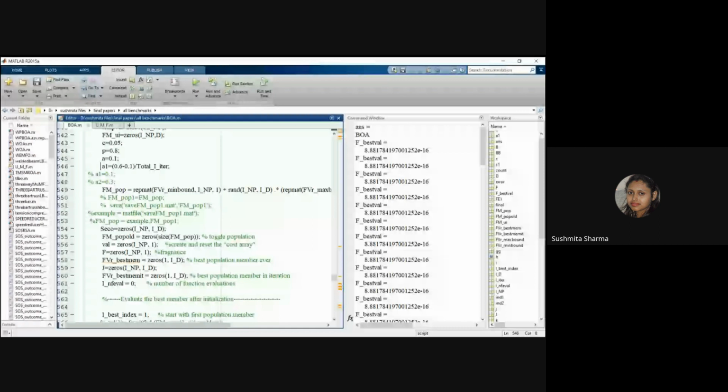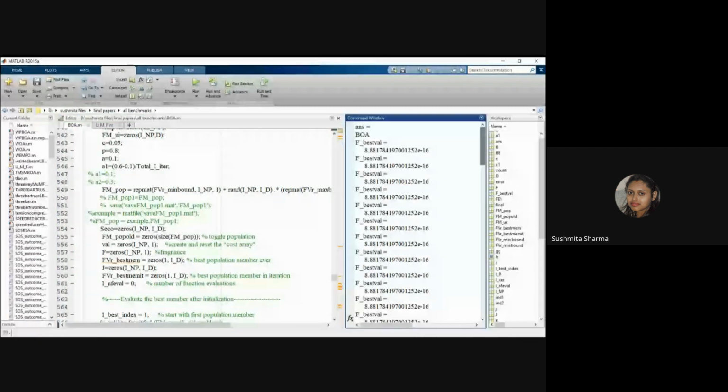And the codes of some of the algorithms are available. You may get them on Git. In such a way, we can solve any problem, and also we can get the convergence graph and diversity analysis. We can do lots of things over there.